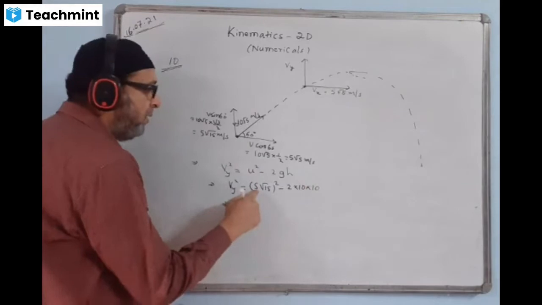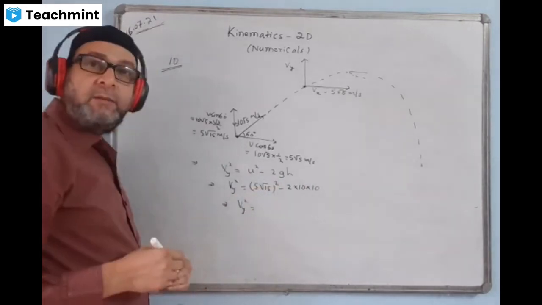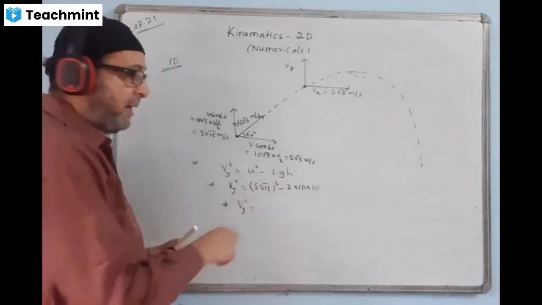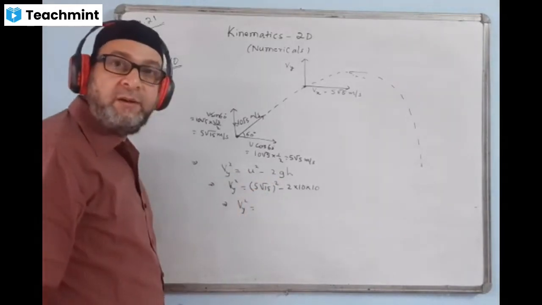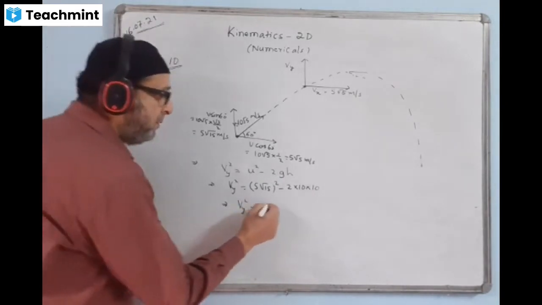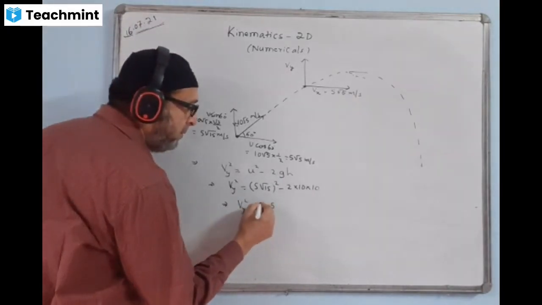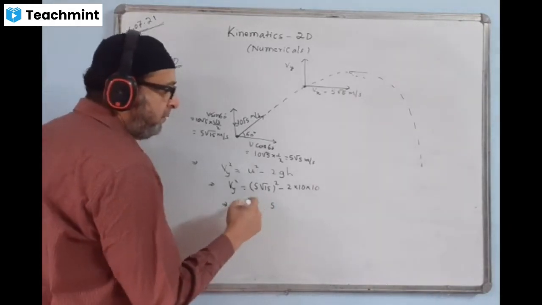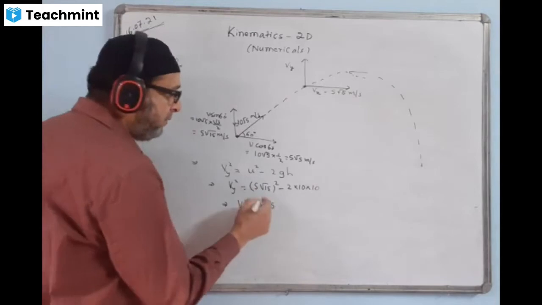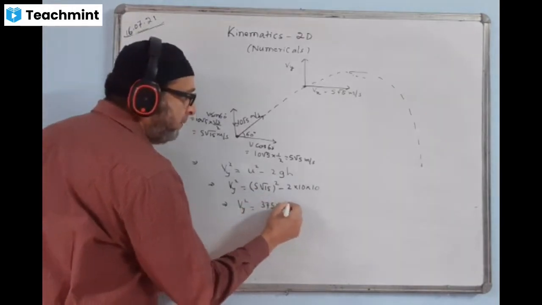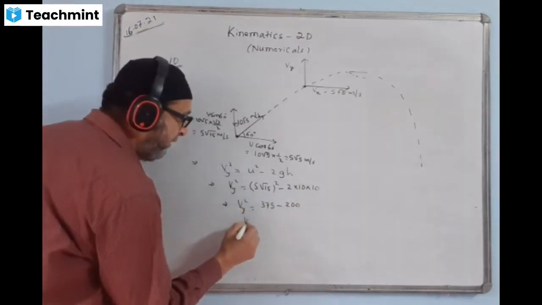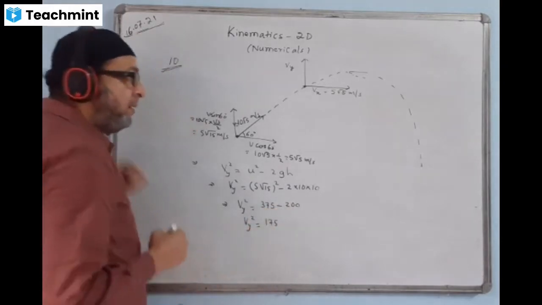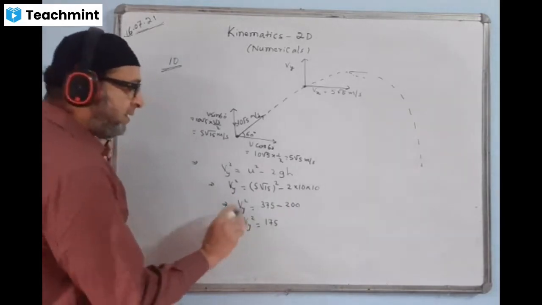I'll calculate the value of Vy square. Vy square is equal to 25 into 15 will come. Multiply and tell me what is the answer. 5 square is 25 and root 15 square is 15. So 25 into 15, what is the answer? 375 minus 200. Vy square value is coming 175. We can find value of Vy or just keep it like that.